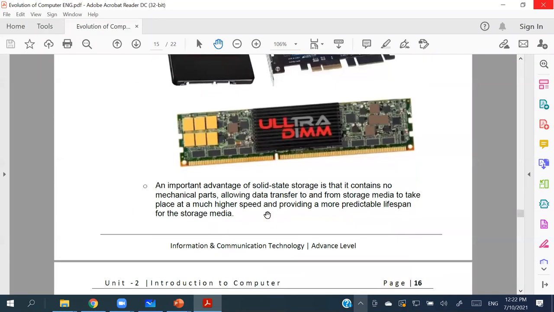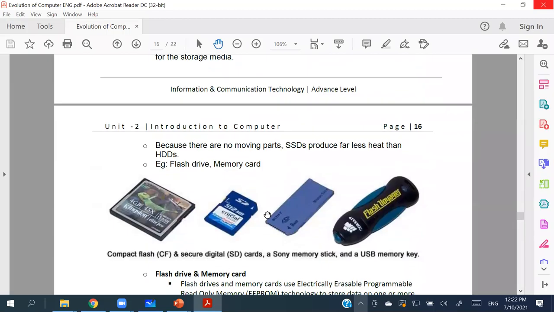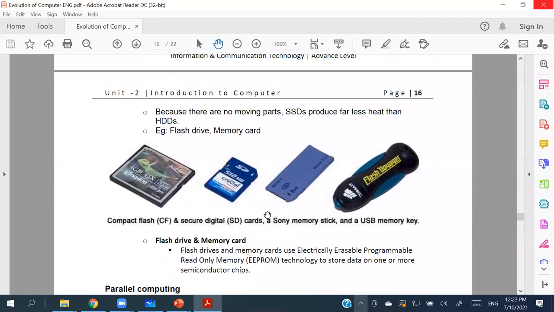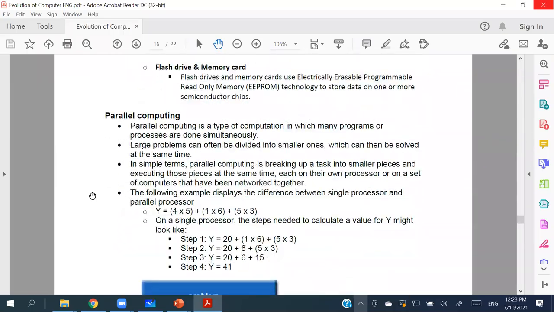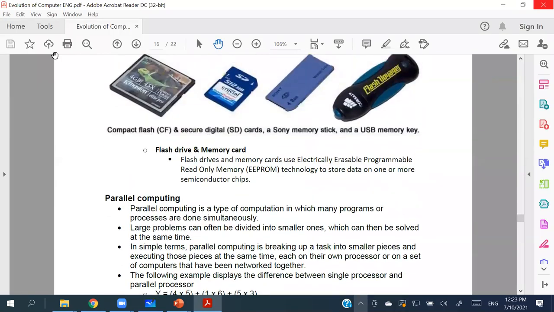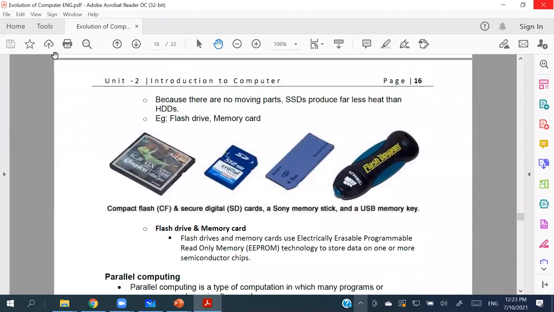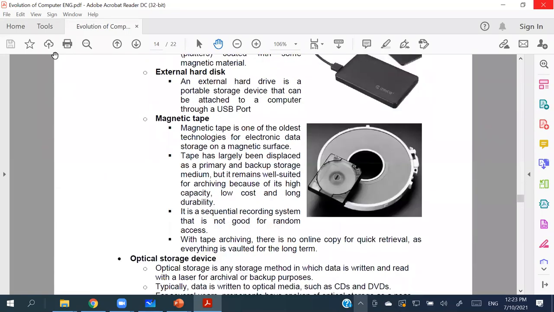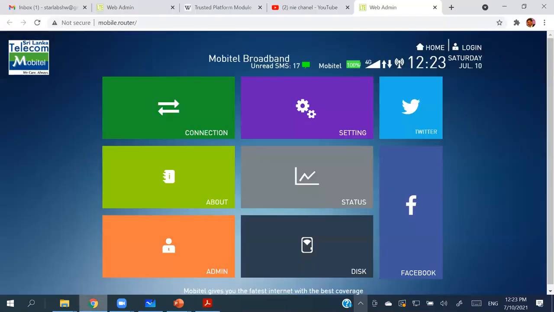And again, it's not only hard disks. All these pen drives, micro SD cards, SD cards are categorized under solid state devices, or solid state storages. So those are the storages. About parallel computing, we are going to discuss it next day. I'll show you how these three things are arranged. So let's watch about those.